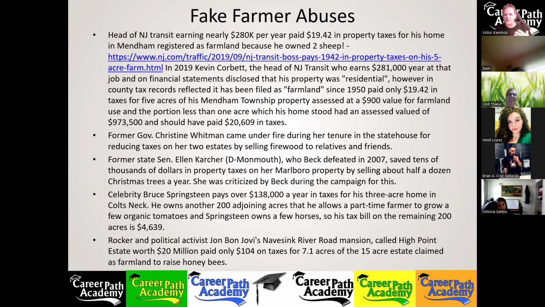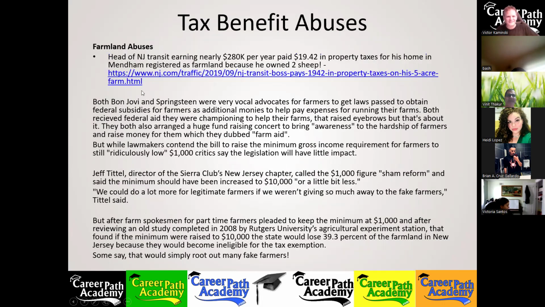Most farmers never got a penny of that. I wonder which farmers got it. Bon Jovi and Bruce Springsteen are farmers too, huh? You think that concert was raising Farm Aid for their own farms? Ridiculous.